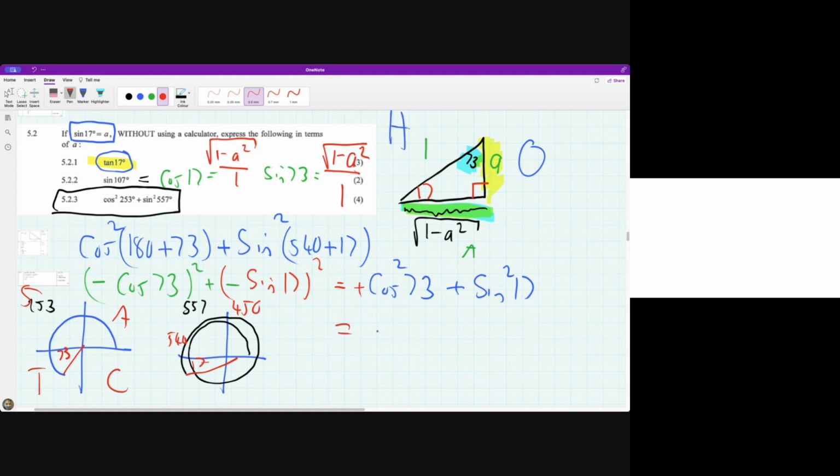Now I've got one more problem. Unfortunately, these don't match. I would really love them to match. Is there a way I can get these two angles to match? What am I going to have to use?